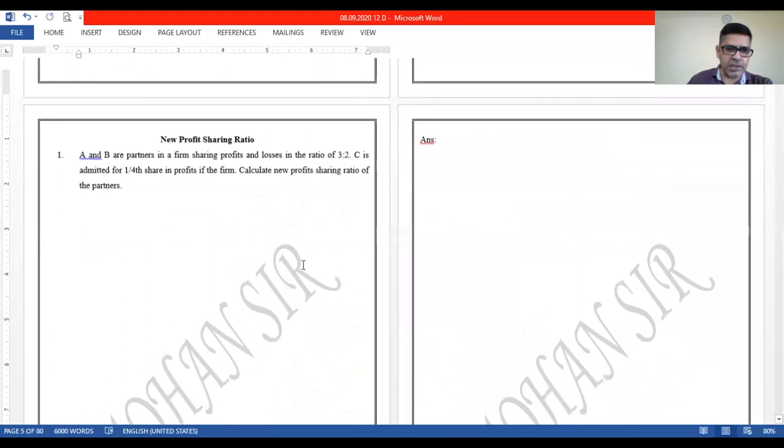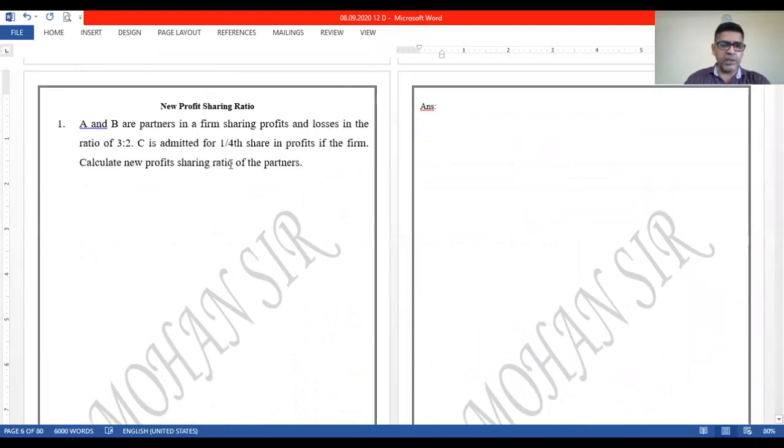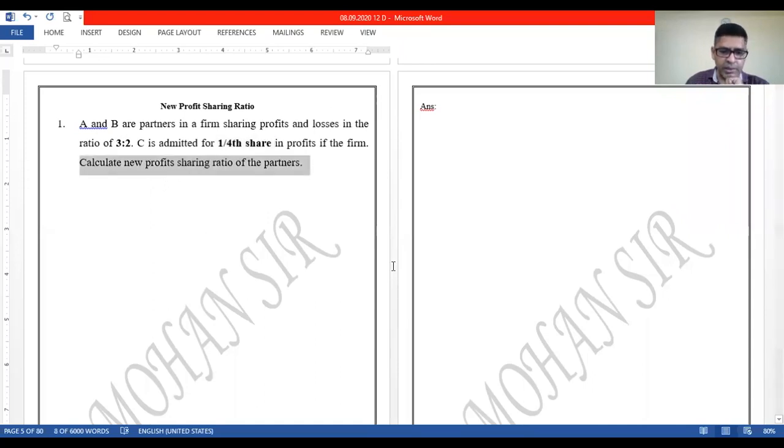Let us start with the sums. A and B are partners in a firm sharing profits and losses in the ratio of 3:2. C is admitted for 1/4 share in the profits. Calculate the new profit sharing ratio of the partners. With a similar type of sum we have done in the previous chapter also. Now let me just revise all the things again over here.